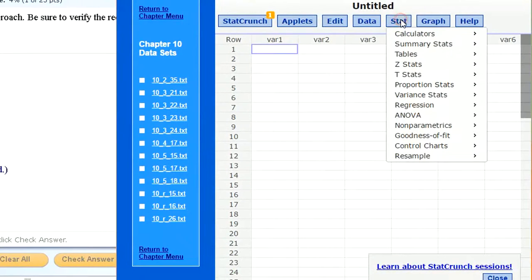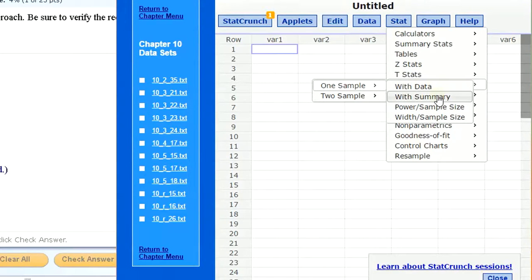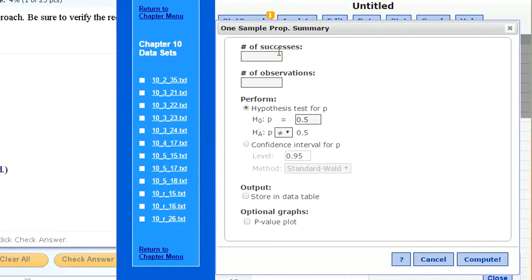Under the stat menu in StatCrunch, we're going to go for proportion stats, one sample proportion stats with summary. And here we're going to set the number of successes to 110. That's our sample frequency out of 250. And we're going to perform a hypothesis test. P equal to 0.4, that's our null hypothesis, p greater than 0.4. So that's it. You just set that up and you click compute.